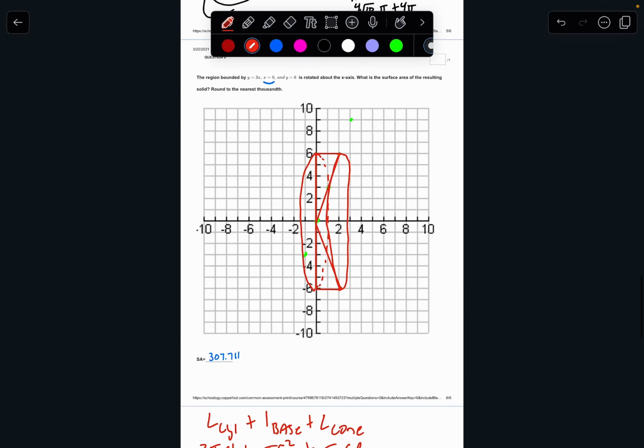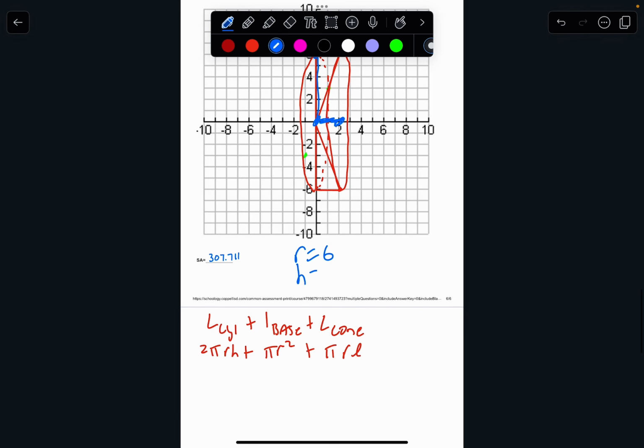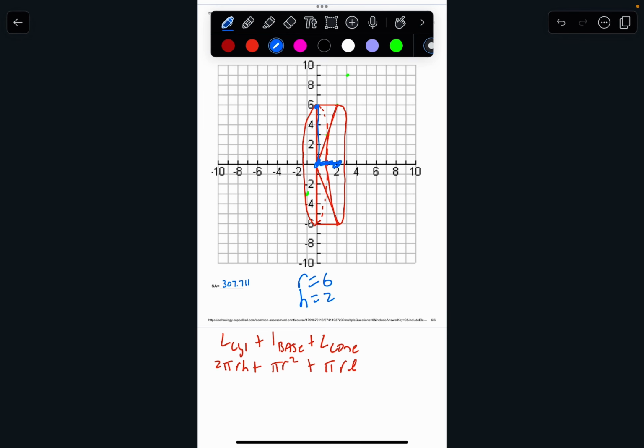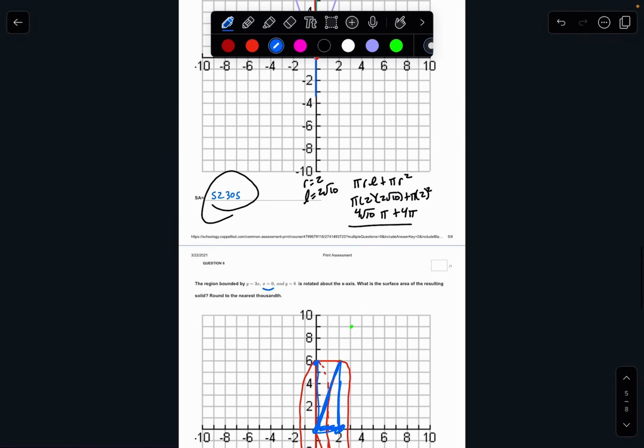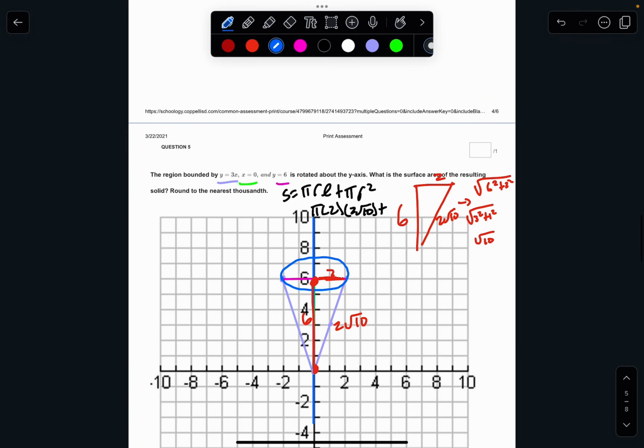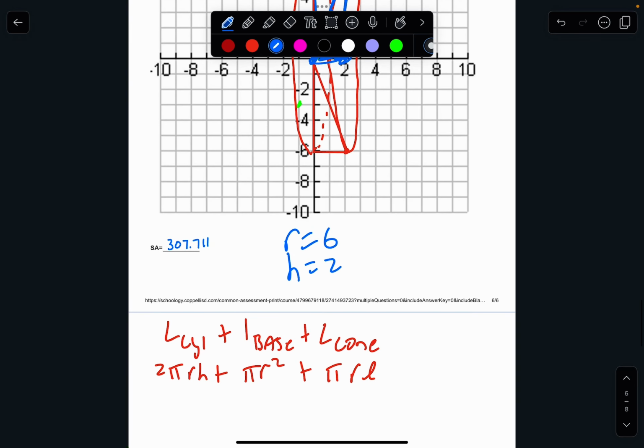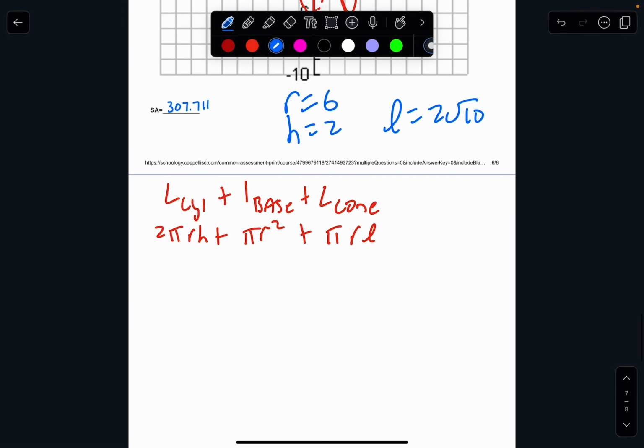So what are these numbers? Well, the radius would be 6. The height would be just 2. And then those are actually the same numbers we just did, right? 6 and 2. So this would be like the slant height of the cone. Oh, that's hard to see. Hopefully you're drawing better than me. But we just did the numbers 6 and 2. It's the same numbers, so we know it's going to be 2 root 10 for the slant height.